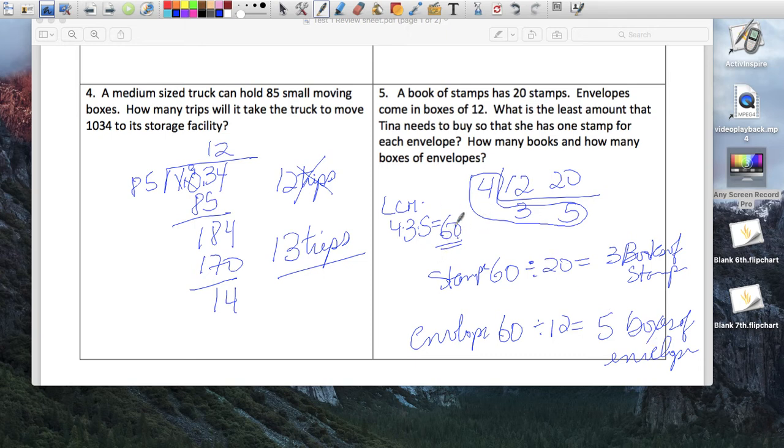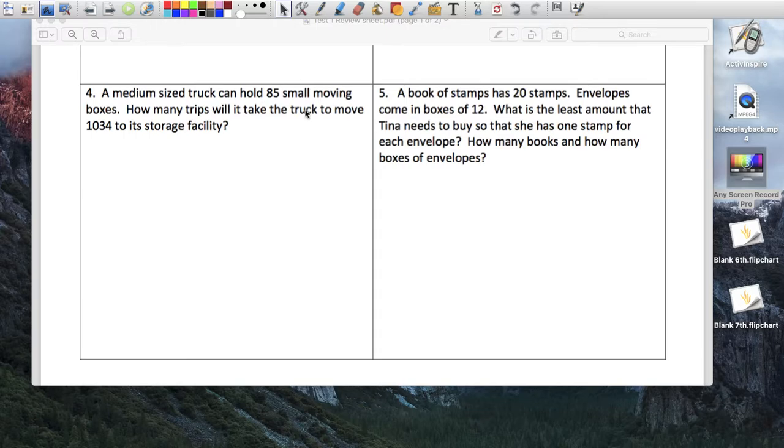So I need a total of 60 each, but then I need 3 books of stamps and 5 boxes of envelopes. Round time, it's 10:52.